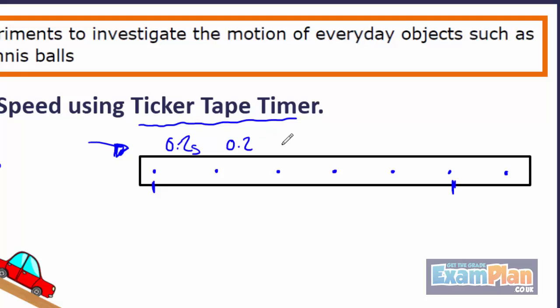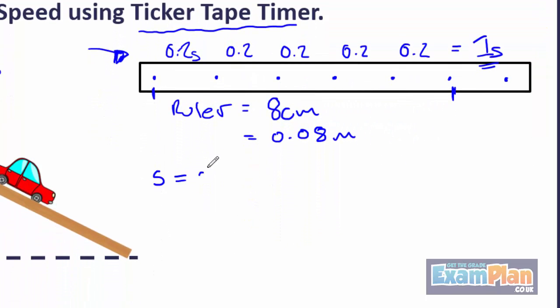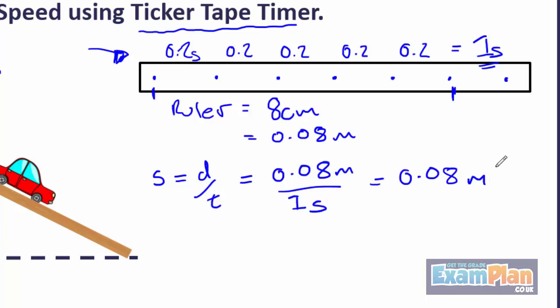We know the interval between each dot is 0.2 seconds. So, for 5 intervals, we have a total time of 1 second. Measuring the distance between the dots with a ruler gives us a distance. So, for example, 8 centimeters or 0.08 meters. So, the speed of the trolley is distance divided by time, giving us a calculation of 0.08 meters divided by 1 second. So the speed is 0.08 meters per second.